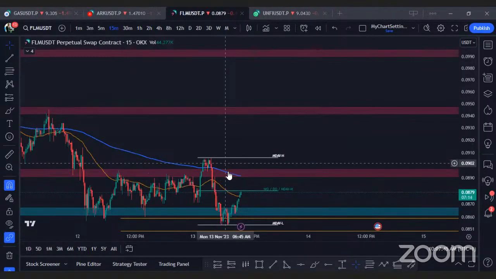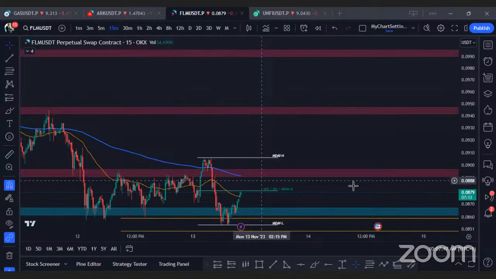Okay, I don't know where I set that, but for those who took our market order, let's see if this can give us that 90 cent level, which we are looking at for the FLM. Let's see how that goes.